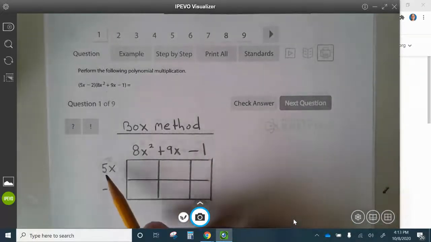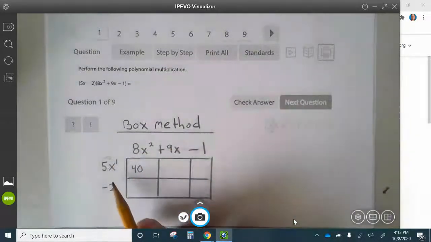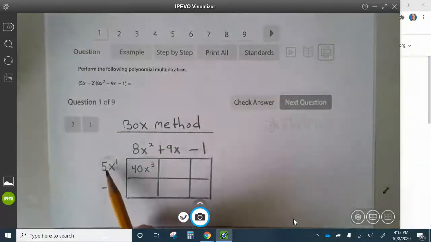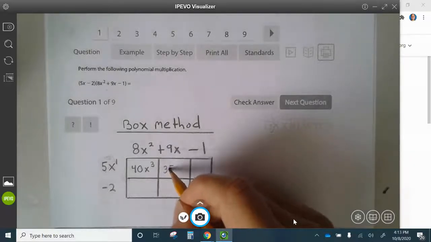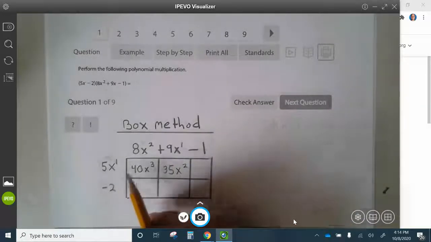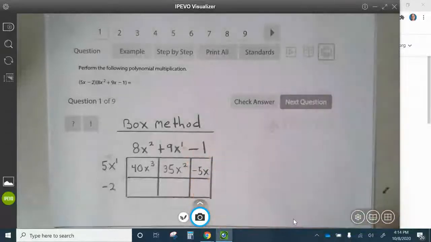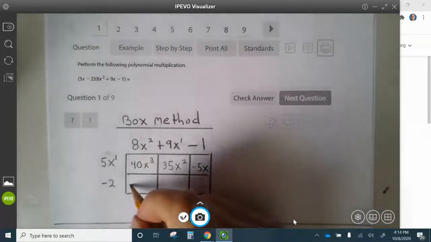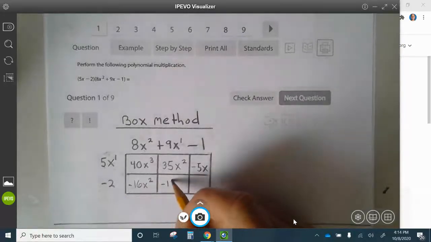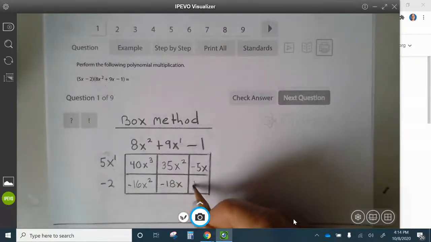Okay, so 5 times 8 is 40. 1x times x squared is x cubed. 5 times 9 is 45. This is to the power of 1, so x times x is x squared. 5x times negative 1 is negative 5x. Negative 2 times 8x squared is negative 16x squared. Negative 2 times 9 is negative 18x. Negative 2 times negative 1 is a positive 2.